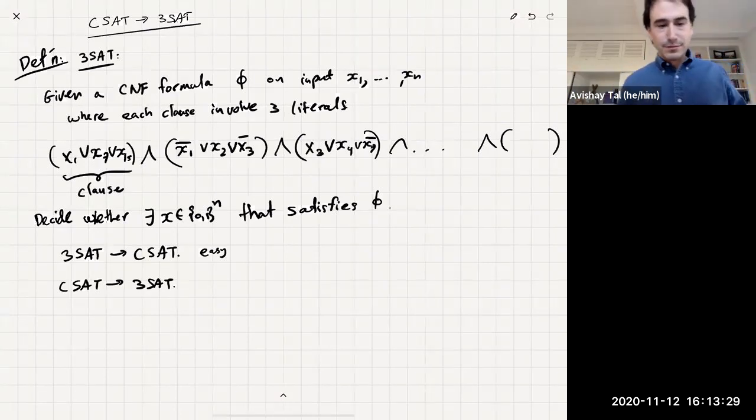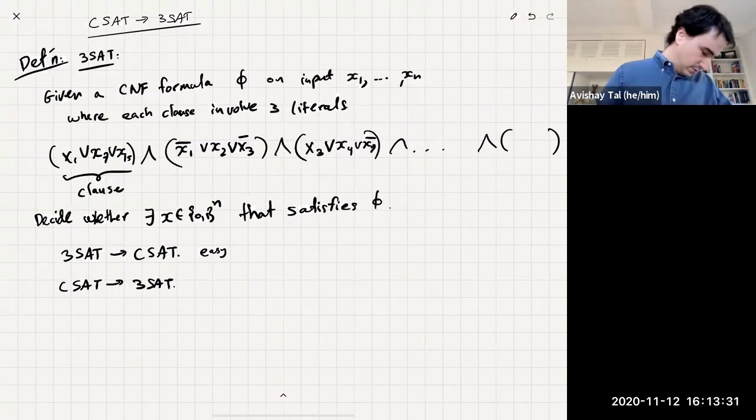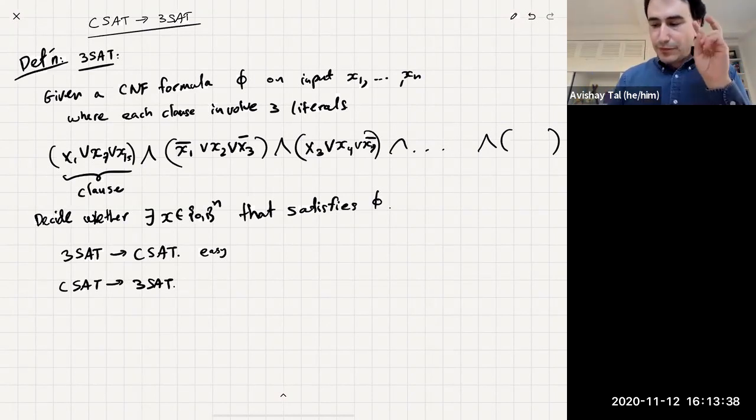Okay, and you can change this problem and tweak it a bit. What if in every clause you had 2 variables instead of 3? Or 4 or 5? If you have more than 3, then this is definitely at least as hard. And if you have 2, actually it becomes easy. So 2SAT is a problem that can be solved in polynomial time.